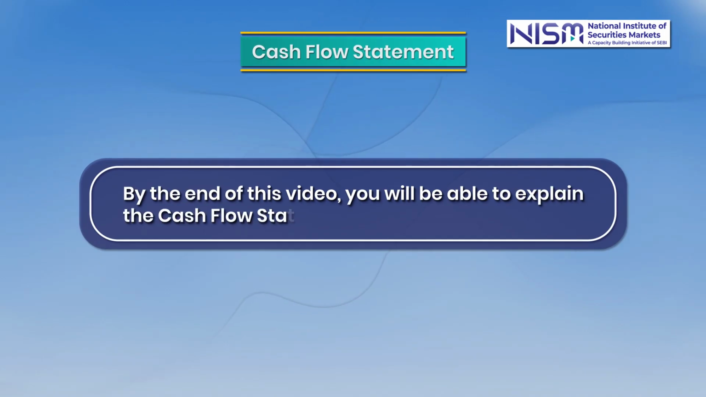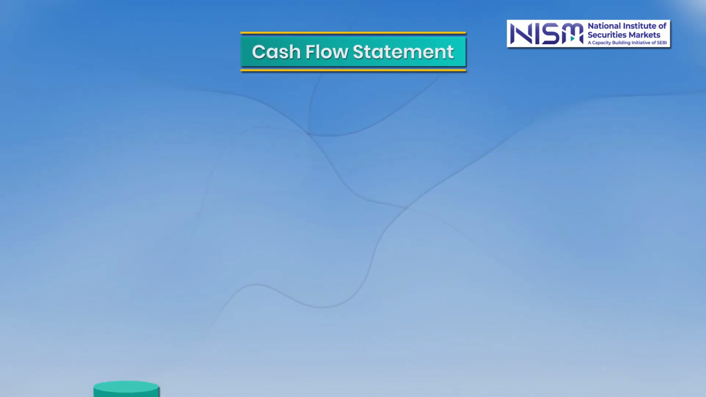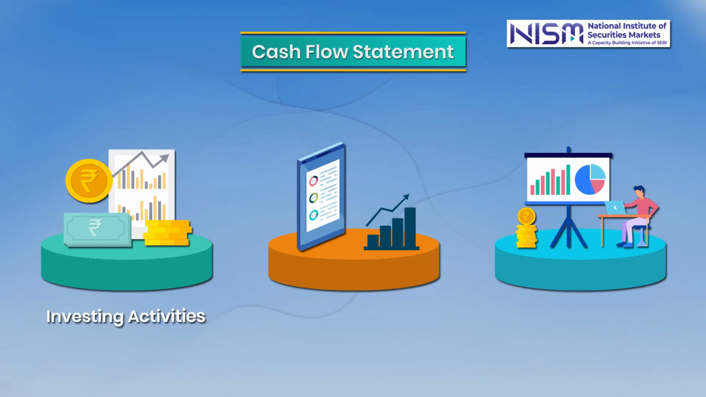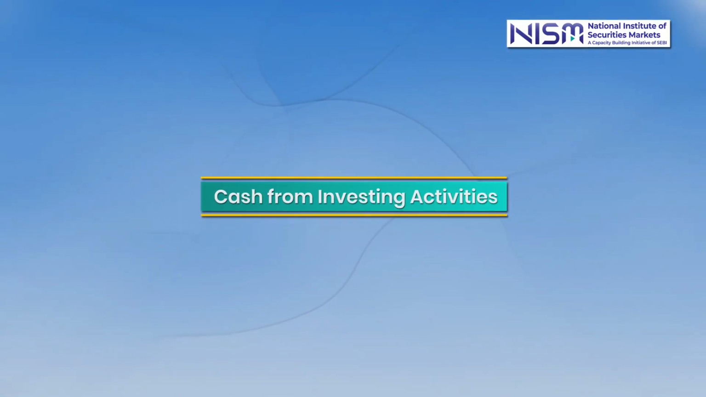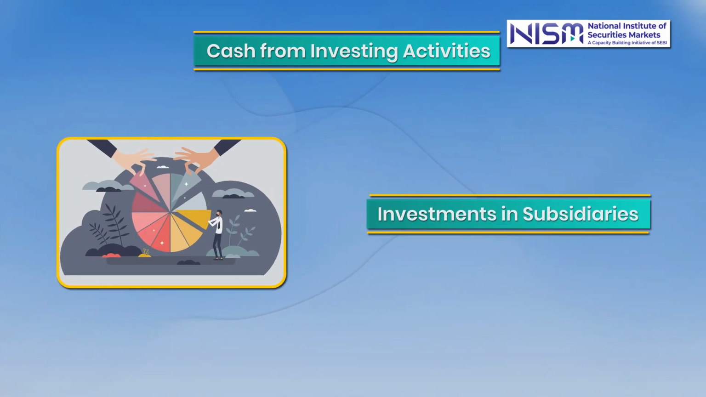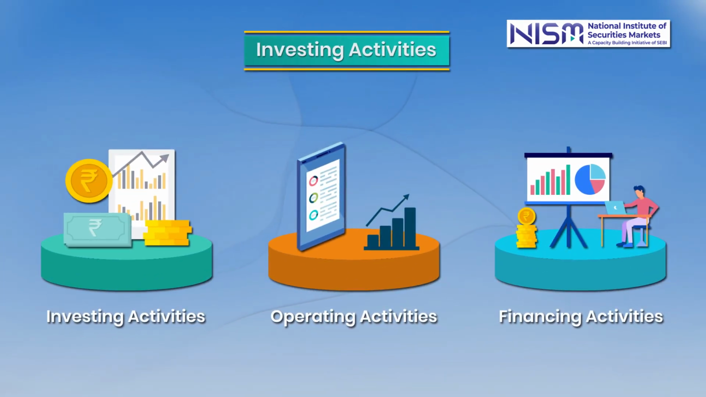Cash flow statement. The cash flow statement comprises three parts: cash from investing activities, operating activities, and cash from financing activities. Cash from investing activities primarily indicates the capex which the company has done, the investments which the company has made in the subsidiaries. So through investing activities, we answer these three questions.